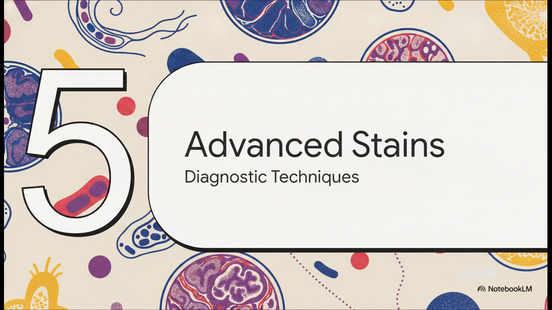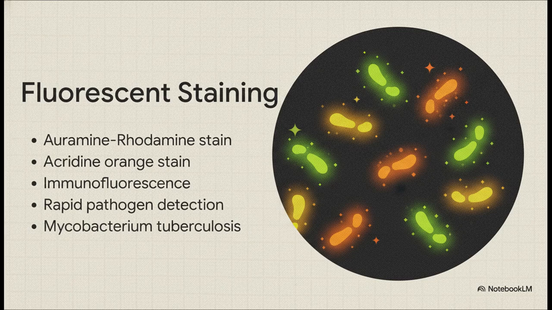And finally, Section 5, Advanced and Diagnostic Stains. First up in our advanced rapid-fire toolkit are fluorescent staining techniques. These use special fluorescent dyes and, as you'd guess, require a fluorescence microscope to observe. Techniques like the auramine-rhodamine stain for acid-fast bacteria or acridine orange literally make the target bacteria glow brightly against a dark background. This allows for amazingly rapid detection of specific pathogens, which, again, is vital for identifying things like Mycobacterium tuberculosis or when using targeted fluorescent antibodies in immunofluorescence.